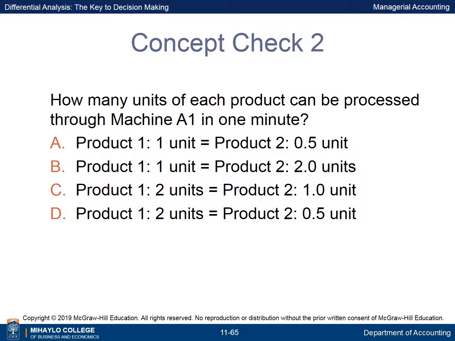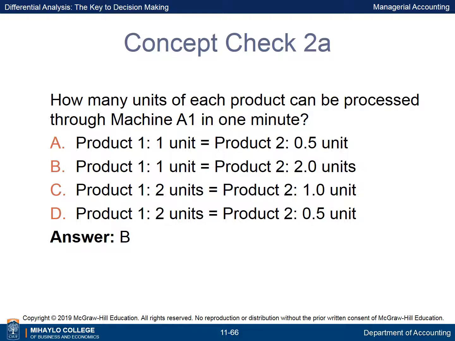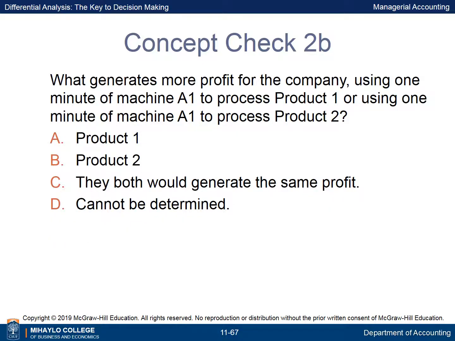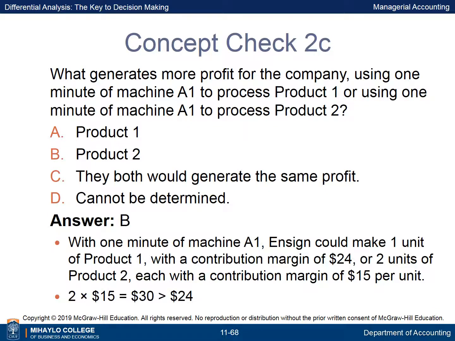How many units of each product can be processed through Machine A1 in 1 minute? Each unit of Product 1 requires 1 minute of processing on A1, and each unit of Product 2 requires 1/2 a minute. What generates more profit for the company, using 1 minute of Machine A1 to produce Product 1 or using 1 minute of Machine A1 to process Product 2? Product 2. With 1 minute of Machine A1, Ensign can make 1 unit of Product 1 with a contribution margin of $24, or 2 units of Product 2 with a contribution margin of $15 per unit. 2 times $15 equals $30, which is greater than $24.